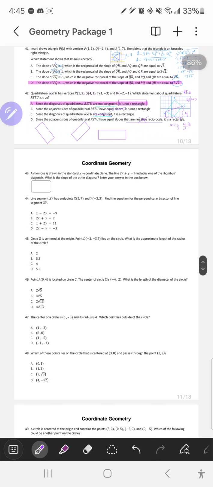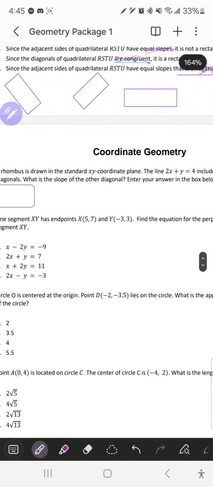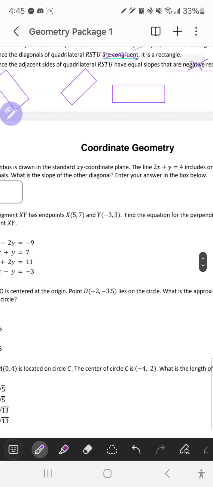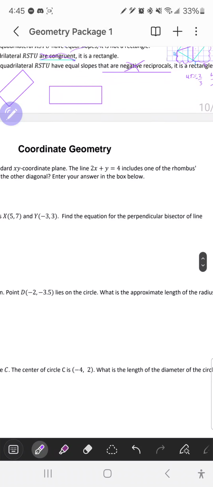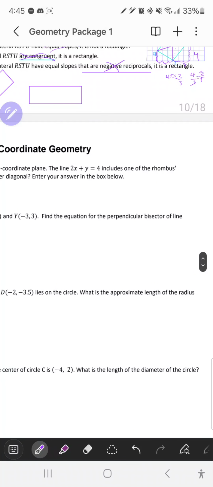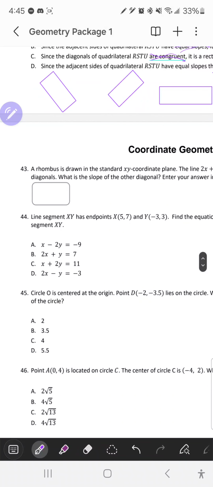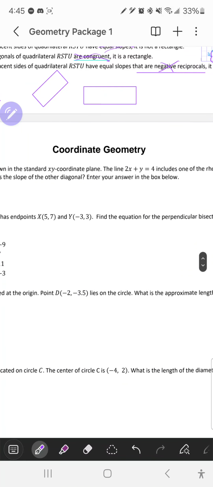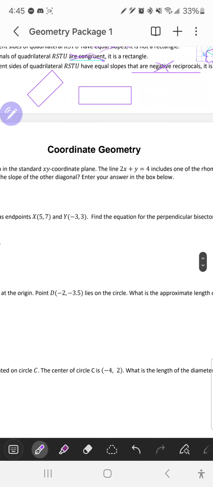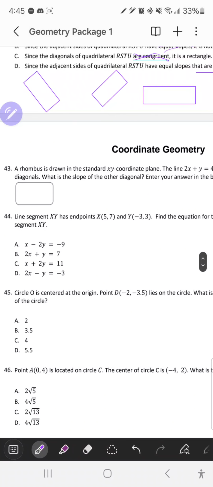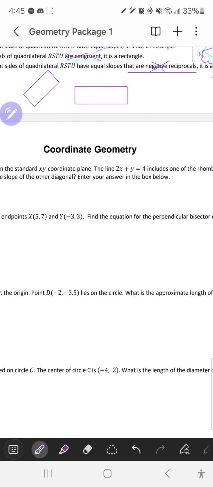I think I have time for one more, so I'll do one more. So a rhombus is drawn in the standard XY coordinate plane. The line 2x plus y equals 4 includes one of the rhombus's diagonals. What is the slope of the other diagonal? Enter your answer in the box below.